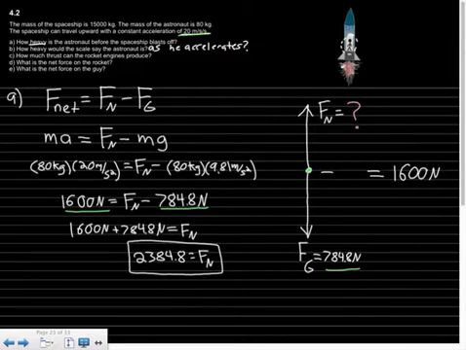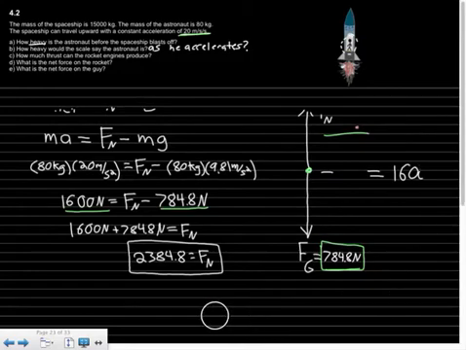Alrighty, so that was part B. Part A was just finding out that its weight was 784. Part B was finding out the normal force as it was accelerating. All right, any questions on that? Part B, we doing all right? This is a big problem. All right, let's do C. And I think it gets a lot easier after this.